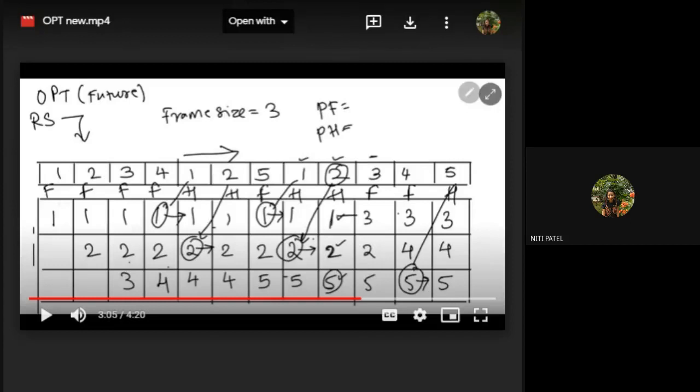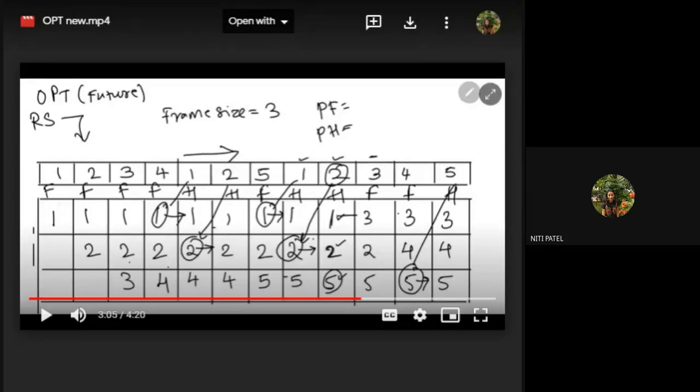Now from all the 3 algorithms, how to select which one is best? The algorithm which has more number of page hits is considered the best algorithm. I repeat, from all the algorithms, whichever has more number of hits is considered the best. Why? Because I did not waste time in loading the page. I was searching for the page, I found that page in the memory, and hence I did not waste time in reloading. Therefore that algorithm is best.